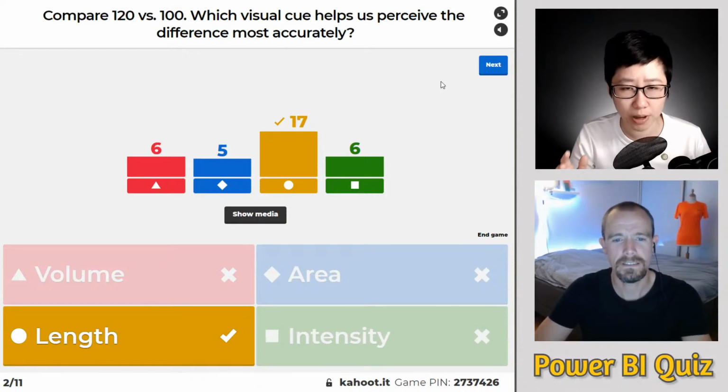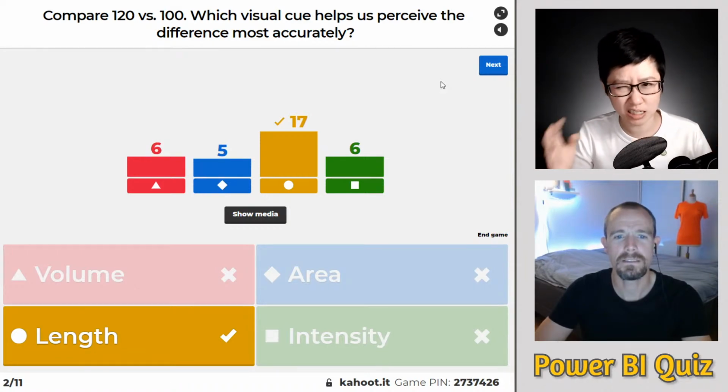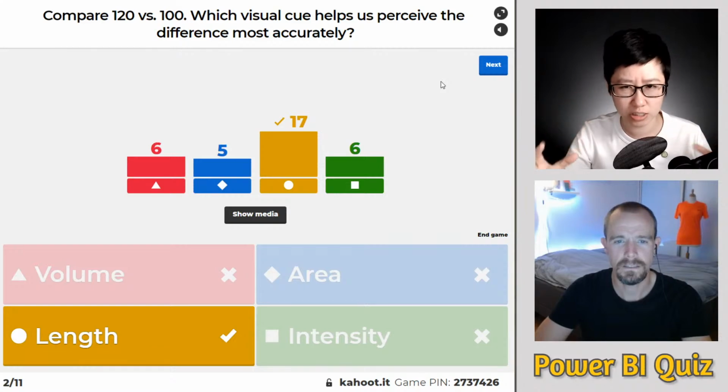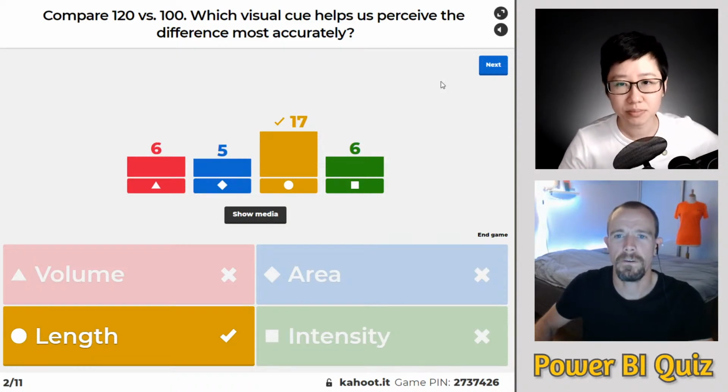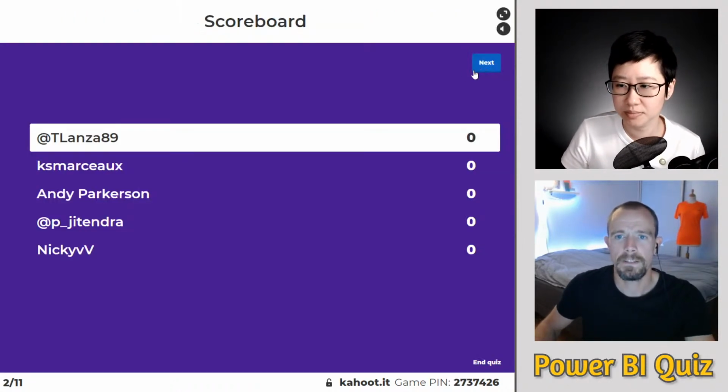Area is a little bit better than volume, because with volume, you have the third dimension to it. So it's a lot more complex. Your brain can't quite register it as fast. So length, definitely the one that gives you the highest accuracy. Yeah, thank you for answering that.